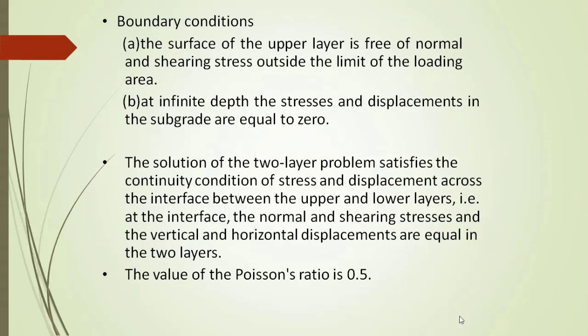The solution of the two-layer problem satisfies the continuity condition of the stresses and the displacement across the interface between the upper and lower layer. That is, at the interface, the normal and shearing stresses and the vertical and horizontal displacements are equal in the two layers. So basically the interface between these layers is rough and there is no loss of transfer of the applied stresses from the top layer to the bottom layer. So there will be no shear and normal stresses outside the loaded area. The applied stress is uniform over a circular area.